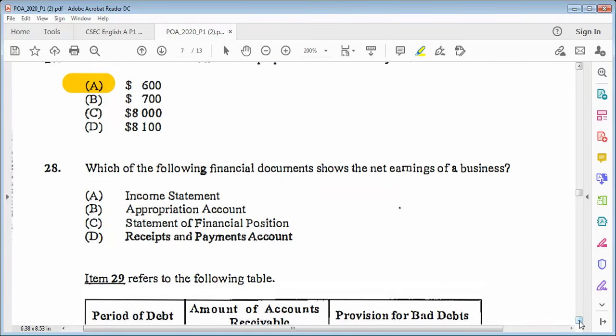Which of the following financial documents shows the net earnings of a business? A. Income statement. B. Appropriation account. C. Statement of financial position. D. Receipts and payments accounts. So we know that it is our financial documents. It has to be an income statement.